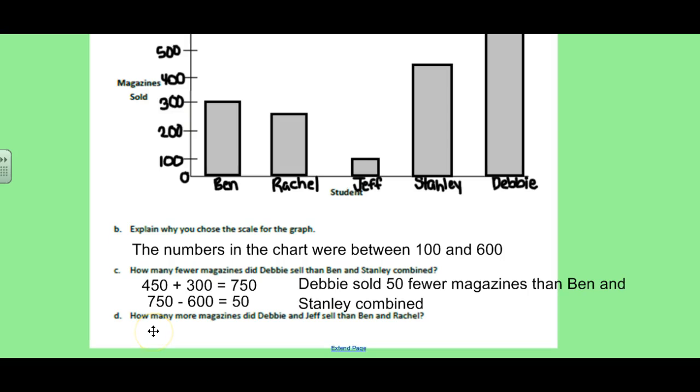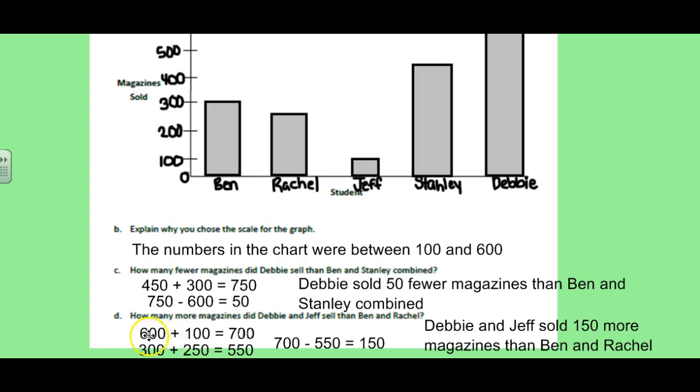So I want you to work on part D, and whenever you're ready to check your answer, I want you to push play. So when we combine Debbie and Jeff, that's 600 plus 100, and that gave us 700 magazines. When we combined Ben and Rachel, that was 300 plus 250, and that gave us 550 magazines. And to be able to figure out how many more Debbie and Jeff sold than Ben and Rachel, we had to take 700 minus the 550, and that left us with 150. So the correct answer that you should have written in a complete sentence on your paper is Debbie and Jeff sold 150 more magazines than Ben and Rachel sold.